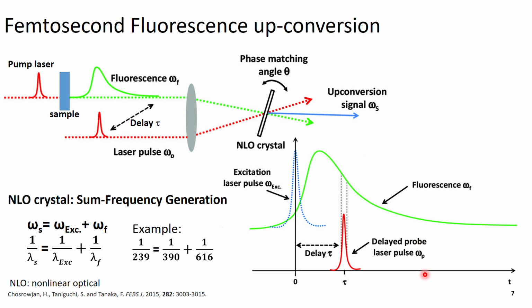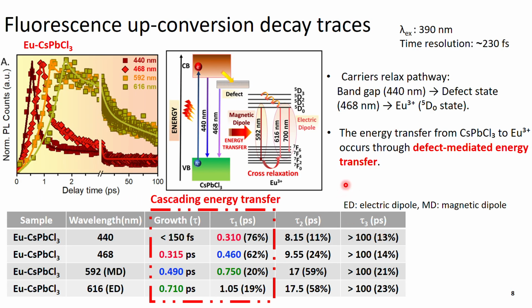So how do we get the dynamics? We can see this temporal profile. At time zero, we use the laser pulse to excite the sample, and we get the fluorescence signal. And then we change the delay time between the laser pulse and the fluorescence. So we can capture the fluorescence dynamics on a shorter time scale and different time scales. So this is the result of the fluorescence up-conversion decay trace.